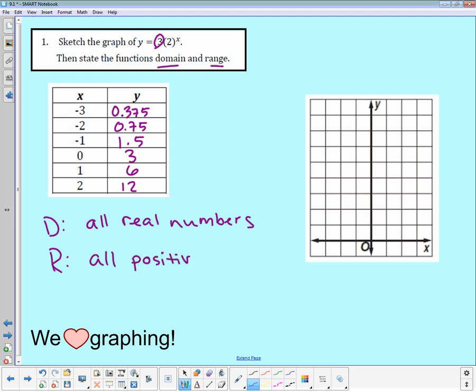And now let's go ahead and graph that function. So I would put my points on the graph. Negative 3 is .375. Negative 2 is 0.75. Negative 1 is about 1.5. 0, 1, 2, 3. There's that y-intercept that we talked about. 1 is 6. There's 4, 5, and 6. And 2 would be 12. 7, 8, 9, 10, 11, 12.